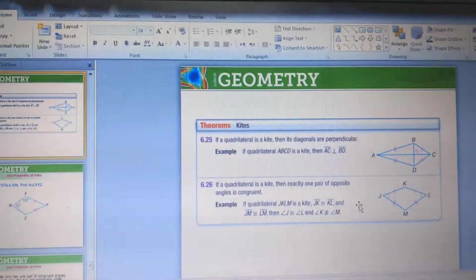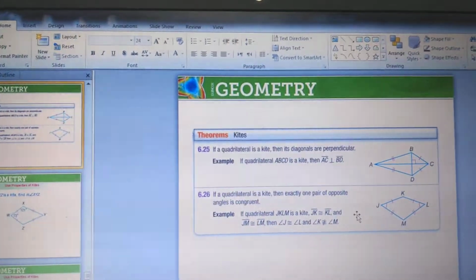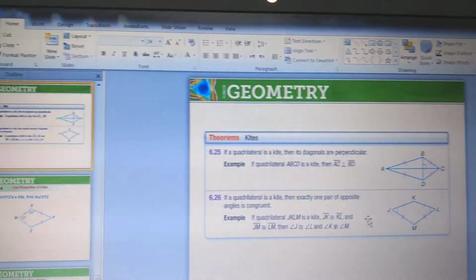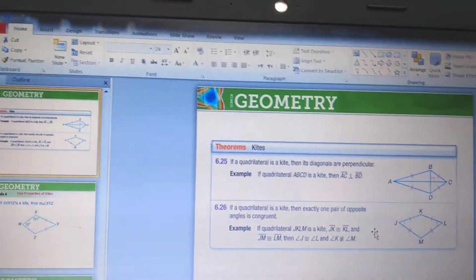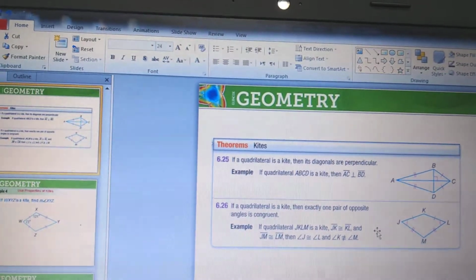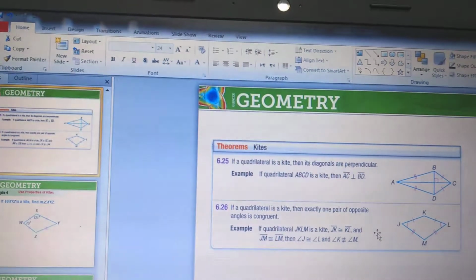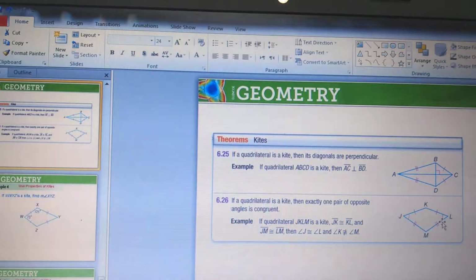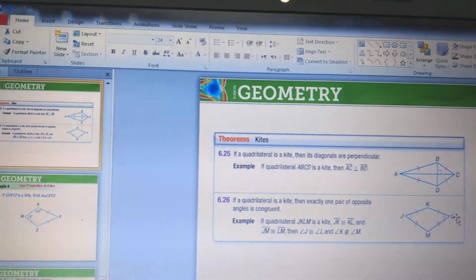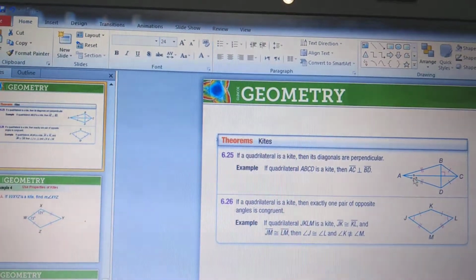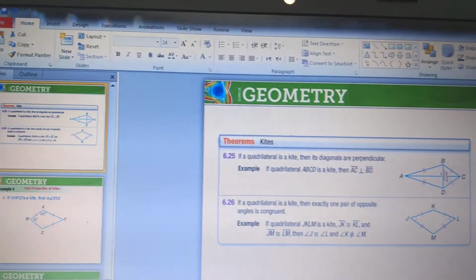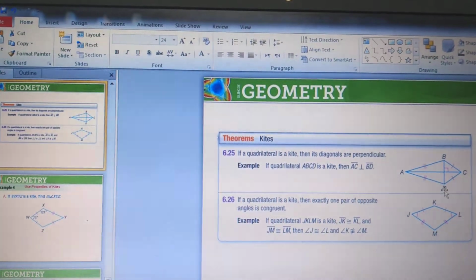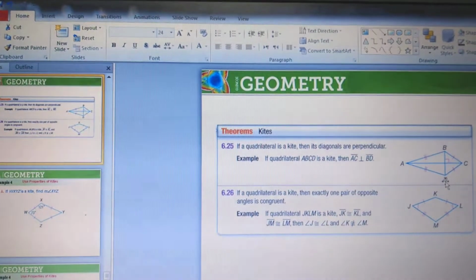If a quadrilateral is a kite, then exactly one pair of opposite angles are congruent. When I have a kite, I have one pair of opposite angles that are congruent. Of course, only if you look at the figure or at the kite, you can notice which two angles are congruent. Here, you can find that angle J and angle L are congruent. Of course, here, can this angle and this angle be congruent? No. This means angle B and angle D are congruent.